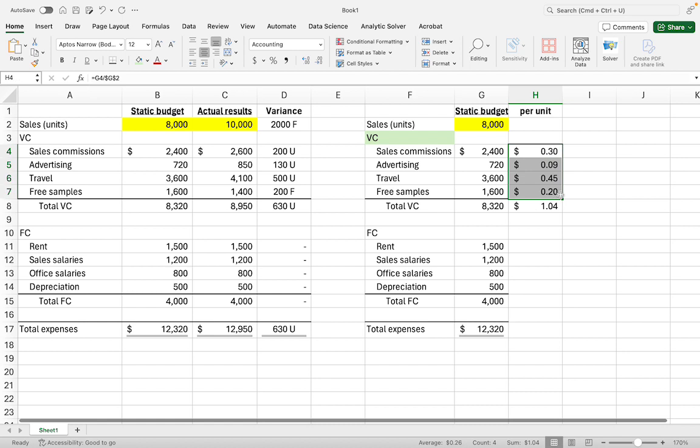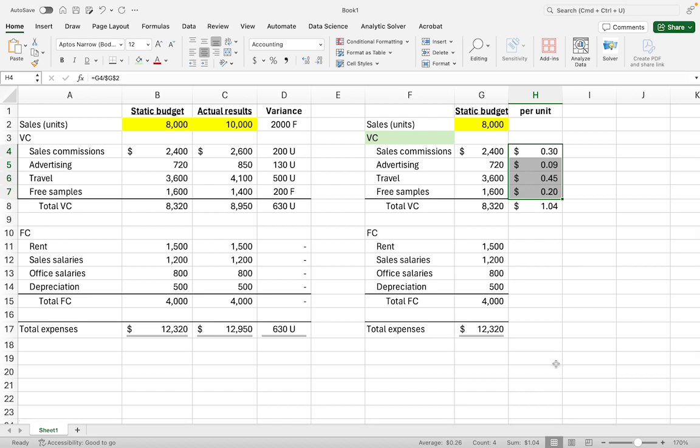The per unit data is the critical part that you have to get to in order to figure out the flexible budget. The total variable cost, I don't really need to know, but the total variable costs are just the sum of those four numbers. If I highlight those and look down at the bottom of the screen, you'll see that it says sum is $1.04, which is correct.